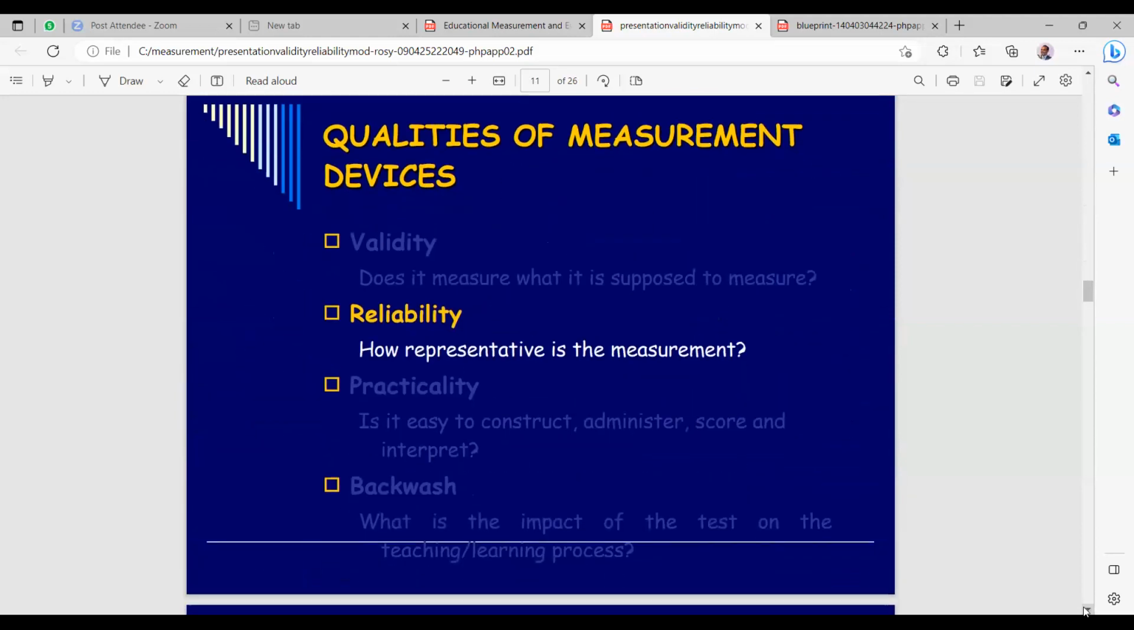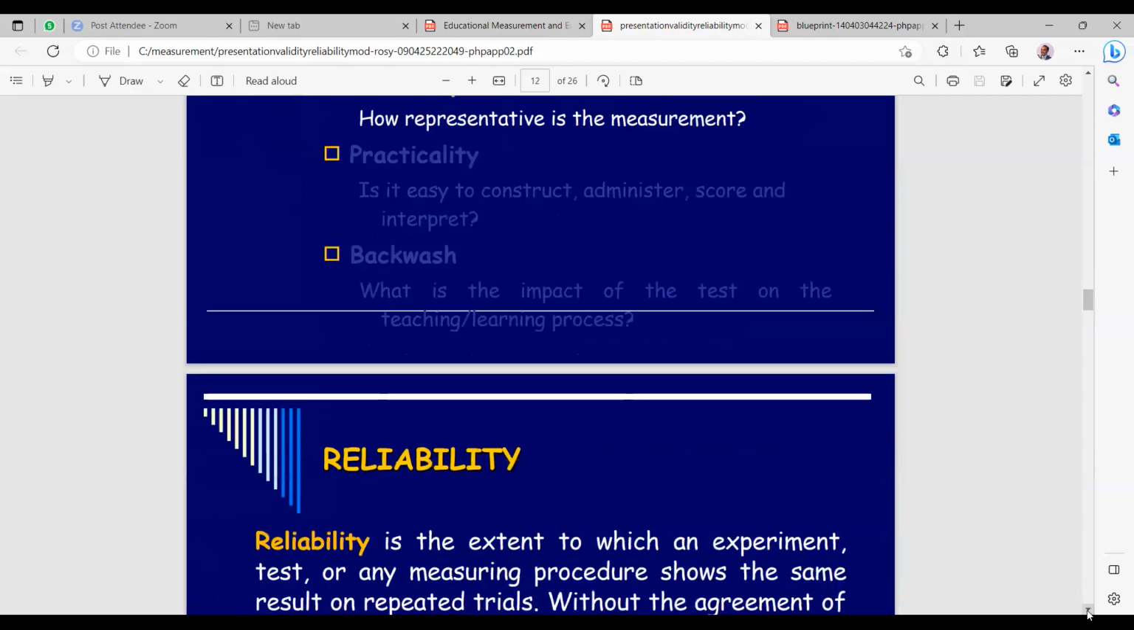Right, so let's look at reliability. Hope you can see it. Can you see this document? Yes. Okay, thank you. Right, I'm just checking whether you are with me. How representative is the measurement? So let's go downwards and see the meaning of this one. How representative, right?